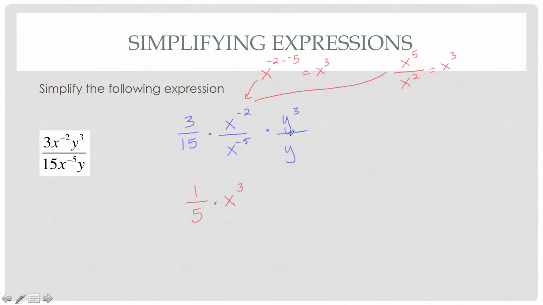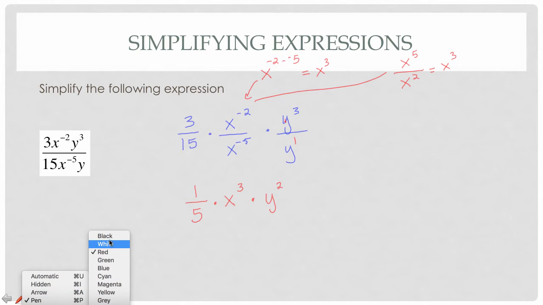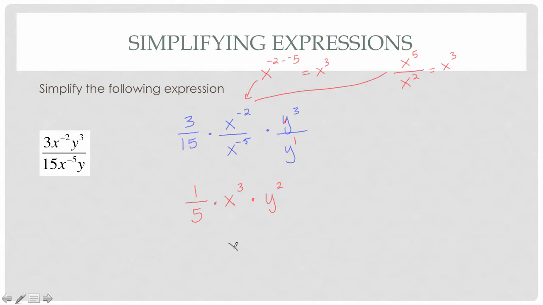For my y's, I got 3 y's on top, but I got 1 on the bottom. Sometimes it's helpful to even write the exponent of 1 on the bottom. That's going to divide out to leave just 2 y's in the numerator. So when I put it all back together, we have x to the third on top times y squared on top, but the 5 was on the bottom. Notice on the denominator there. So it all simplifies into that.